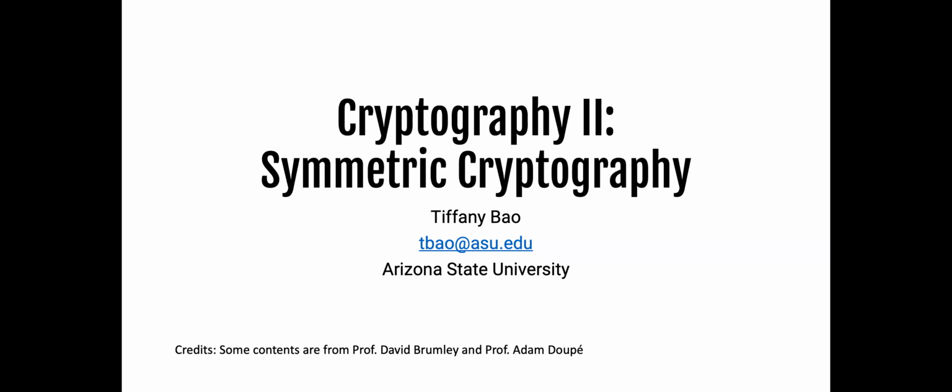Today we are going to continue to talk about cryptography. If you remember, last time we talked about crypto systems, and then we talked about two different types of cryptography. One is called symmetric cryptography, meaning that the decryption key and the encryption key are the same. And the other is called asymmetric cryptography. In today's lecture, we're going to focus on symmetric cryptography.